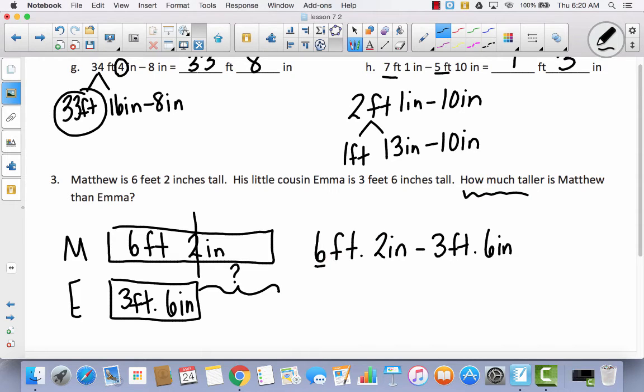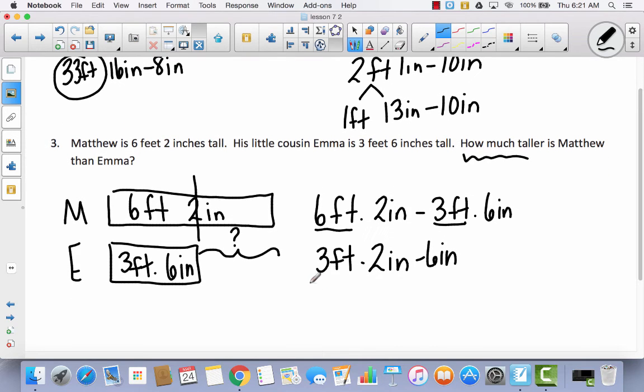All right, so I'm going to subtract feet from feet. So 6 feet minus 3 feet gives me 3 feet. Now I'm trying to do inches minus inches, but I can't take 2 inches minus 6 inches. I have more inches to take away than I have. So I'm going to have to come over here and decompose these 3 feet into 2 feet and 12 inches. I'm going to add the 12 inches to this 2 inches, and that gives me 14 inches.